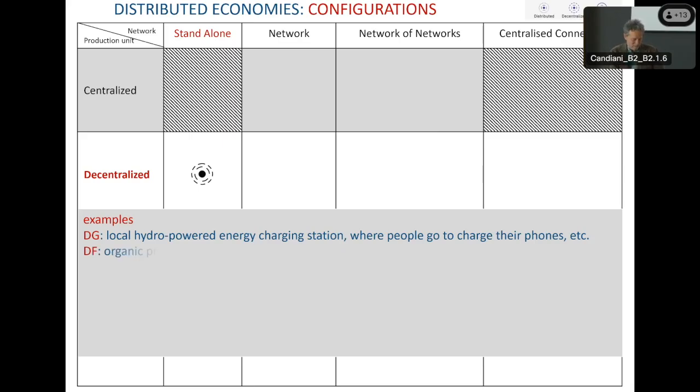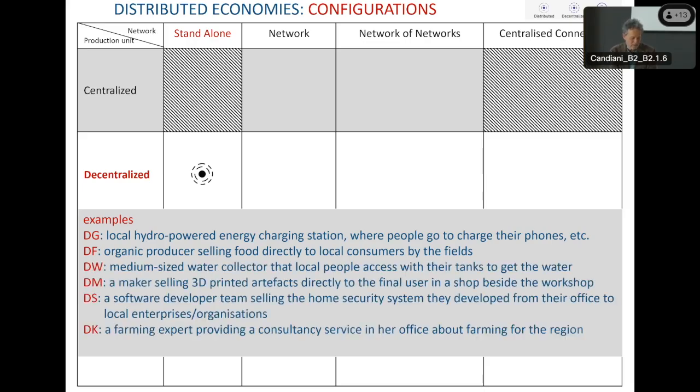I make another example for distributed food. There is an organic food producer that sells directly to locals, but where the purchase is organized on the field. So actually the producer has not organized a system for the distribution of the food. I don't go on, but in the slide you may find an example for each of the typologies of decentralized system that I mentioned.